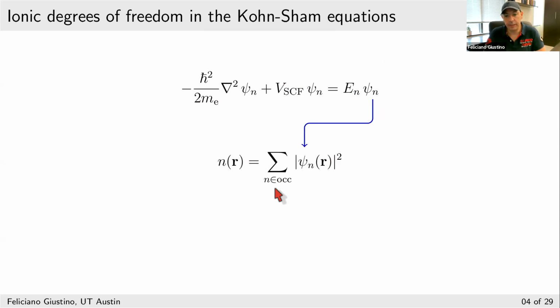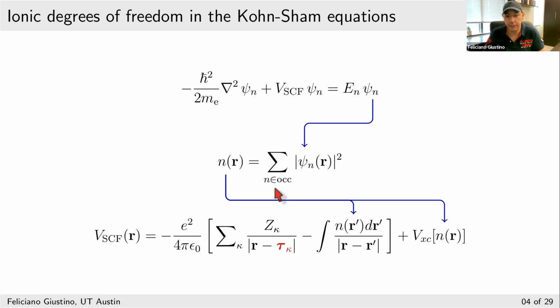Now the key feature of density functional theory is that it provides us with a recipe to construct the self-consistent potential starting from this density. For example, here is the Hartree potential, and here is the exchange and correlation potential experienced by the electrons. The self-consistent potential also contains the Coulomb potential exerted by the ions on the electrons.